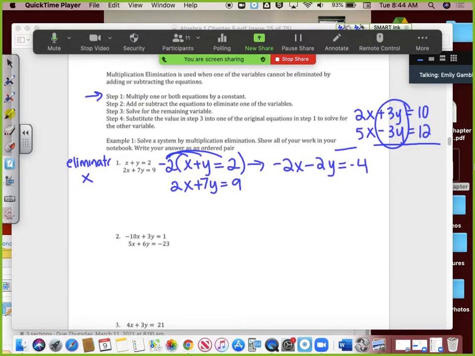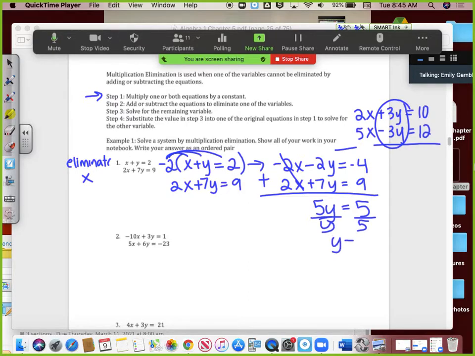And then on the bottom, the second equation is 2x plus 7y equals 9. If these were the 2 equations I was working with, what would I do to eliminate the x's? Would I add or subtract them? Yes. Now that they're opposites, I would add, since negative 2x plus 2x cancels out. Negative 2y plus 7y is 5y. Negative 4 plus 9 is 5. So I'm still going to get the same exact answer when I divide both sides by 5. I'm going to get y is equal to 1, and I'll get x is equal to 1.